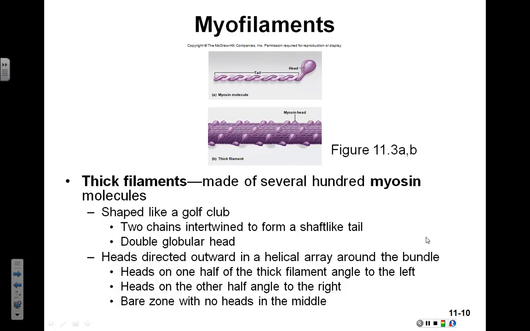We call it a helical array around what? The bundle. Some are going right, some are projecting inward, some are going right, and some are going left.